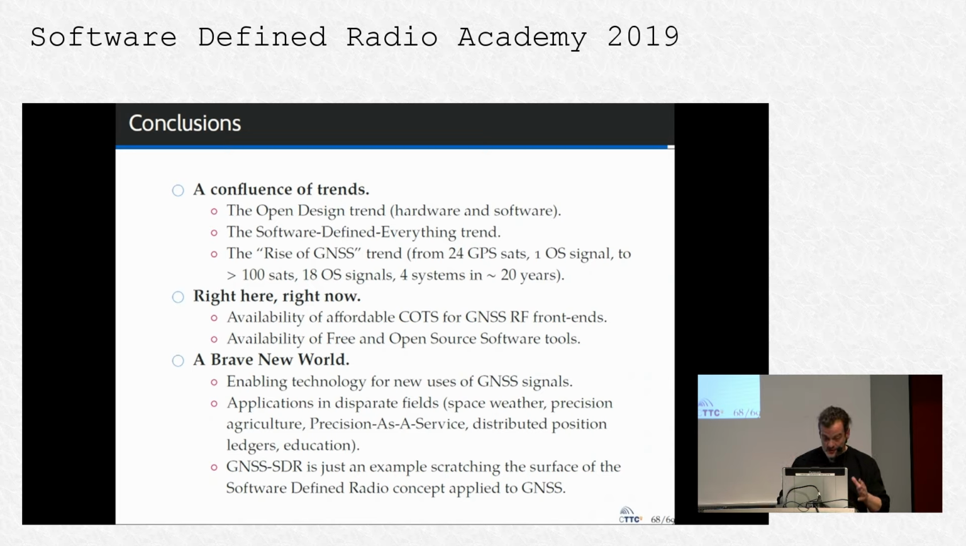So right now we have the availability of affordable commercial off-the-shelf components for radio frequency front ends. We have free and open source software tools, so we can start playing today. And this is an enabling technology for new uses of GNSS signals. It has application in very disparate fields: analysis of space weather, precision agriculture. You can provide levels of precision as a service, which is quite new. Distributed position ledgers, or just education. You can do a lot of things with this.